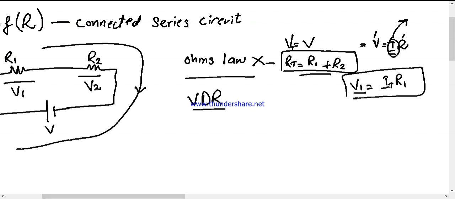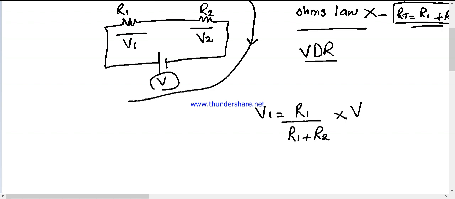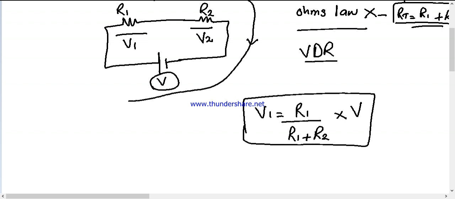So for making our process easier, we will do a simple task by calculating with the formula V1 equals the resistance across which we are calculating the voltage, that is R1, upon the total resistance, that is the sum of R1 and R2, times the total voltage, that is V. This is basically the VDR formula, and it will be easy for us to calculate the voltage of resistor 1.